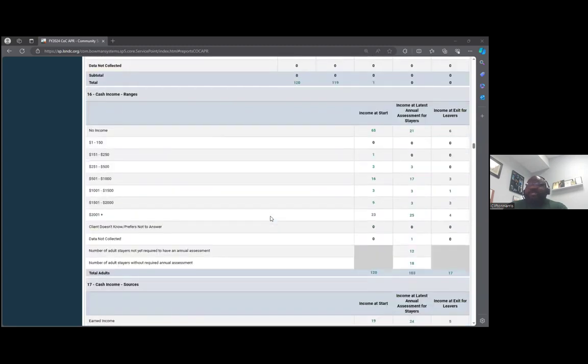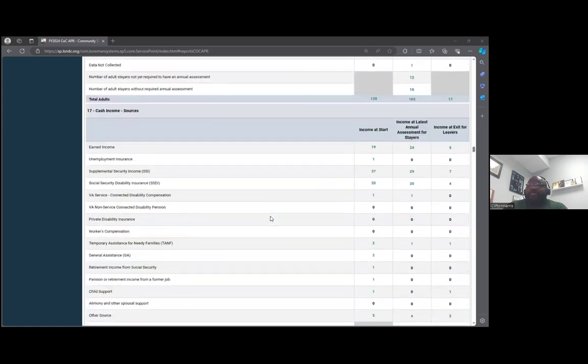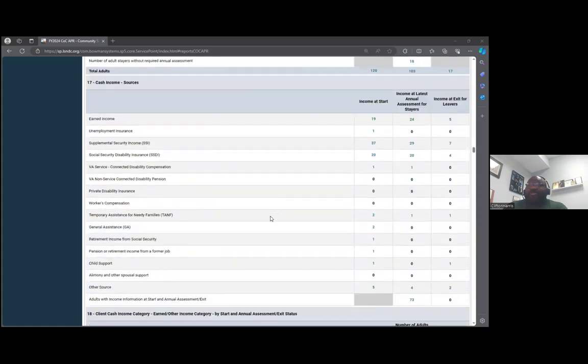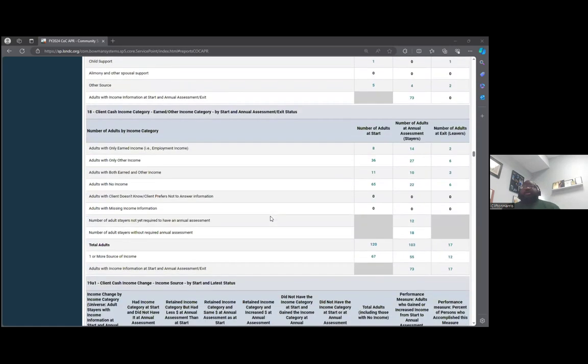Question 16 is cash income ranges for clients at start, annual assessment, and at exit. 17 is the income sources for income at start, income at annual assessment, and income at exit. 18 is the client cash income category, earned and other income category by start, annual assessment, and exit. So this just breaks down how many adults had one income, earned income, no income, both earned and other income.